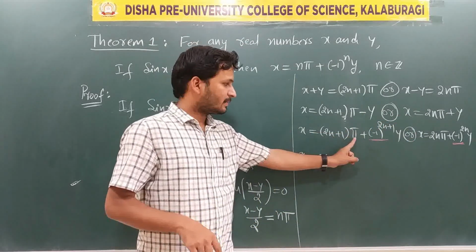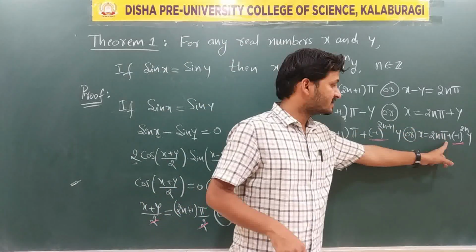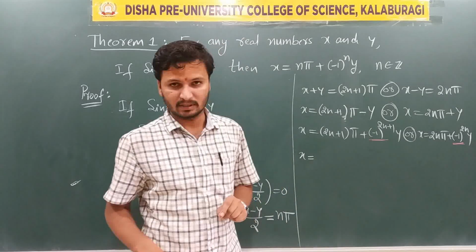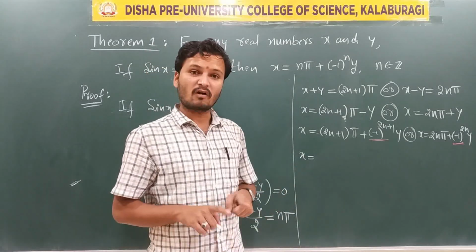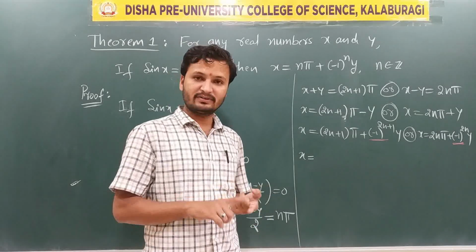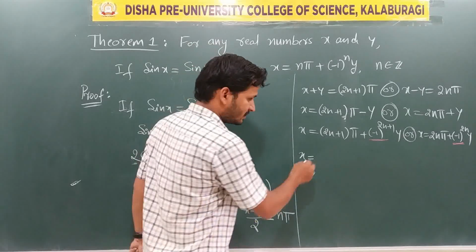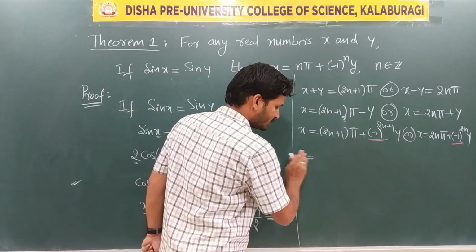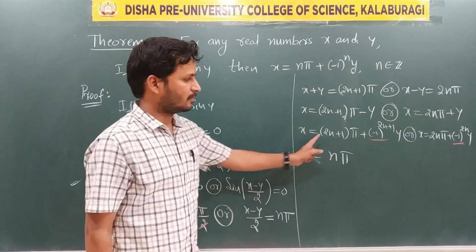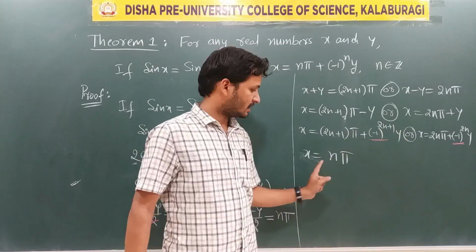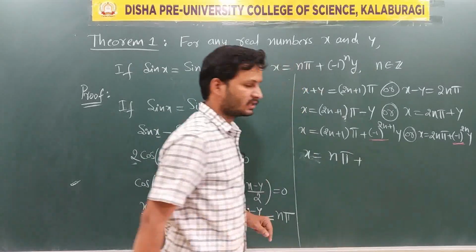Here pi is multiplied with an odd number, and here pi is multiplied with an even number. So combining, pi is multiplied with both odd and even numbers. That means odd integers as well as even. Correct? So combining, x is equal to n pi, plus as it is.